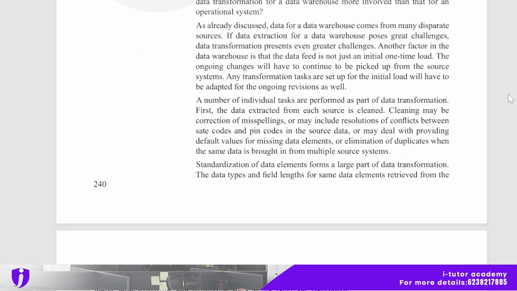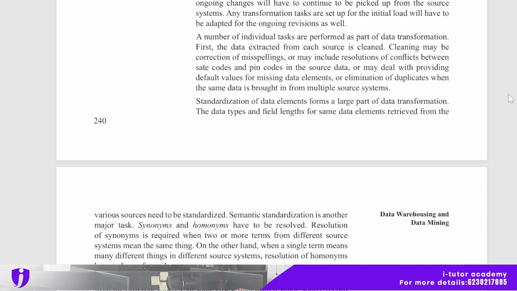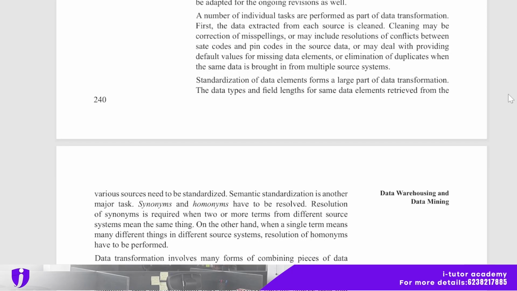As already discussed, data for a data warehouse comes from many disparate sources. If data extraction for a data warehouse poses great challenges, data transformation presents an even greater challenge, and a number of individual tasks are performed as part of data transformation. First, the data extracted from each source is cleaned. Cleaning may be correction of misspellings, or may include resolution of conflicts between state codes and pin codes in the source data, or may deal with providing default values for missing data elements or elimination of duplicates when the same data is brought in from multiple source systems.